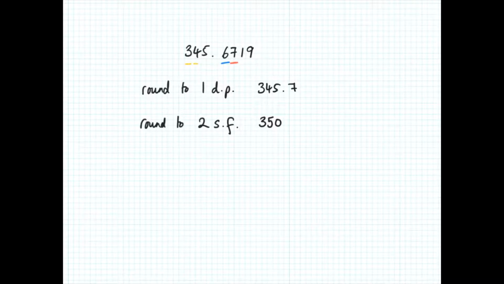So our value of 345.6719 rounded to 1 decimal place is 345.7, and rounded to 2 significant figures is 350.